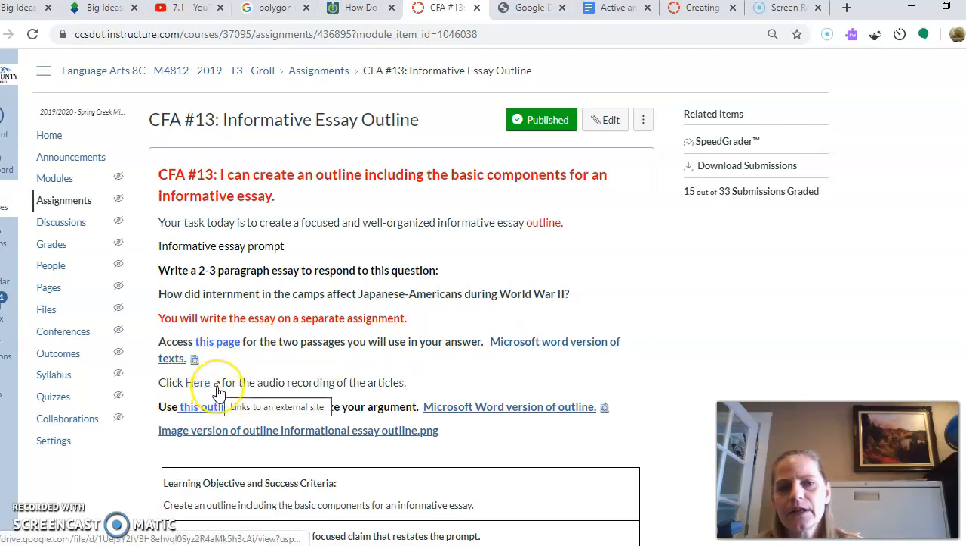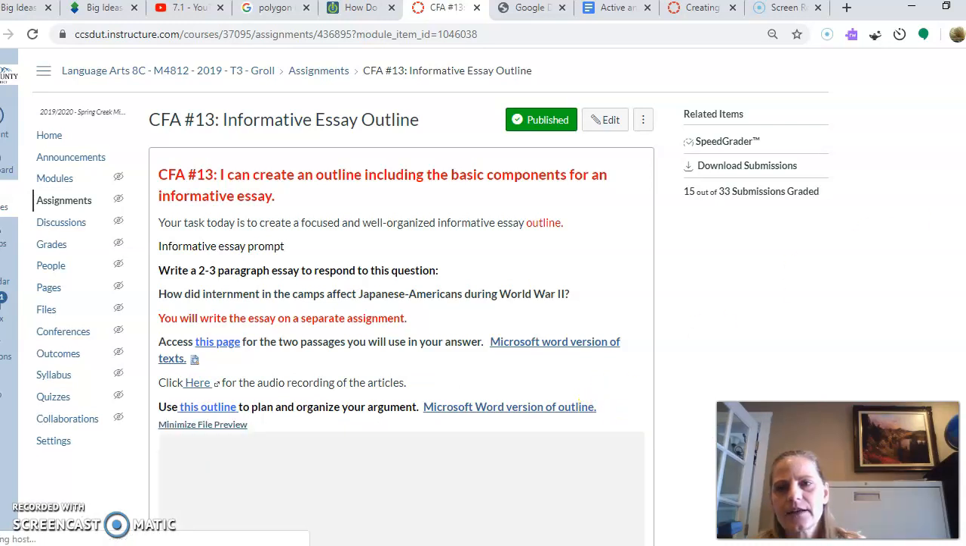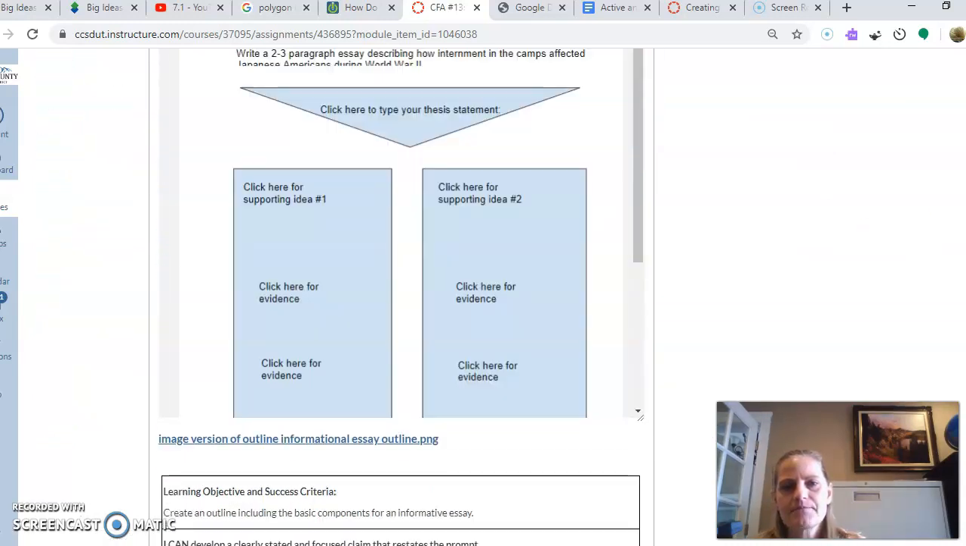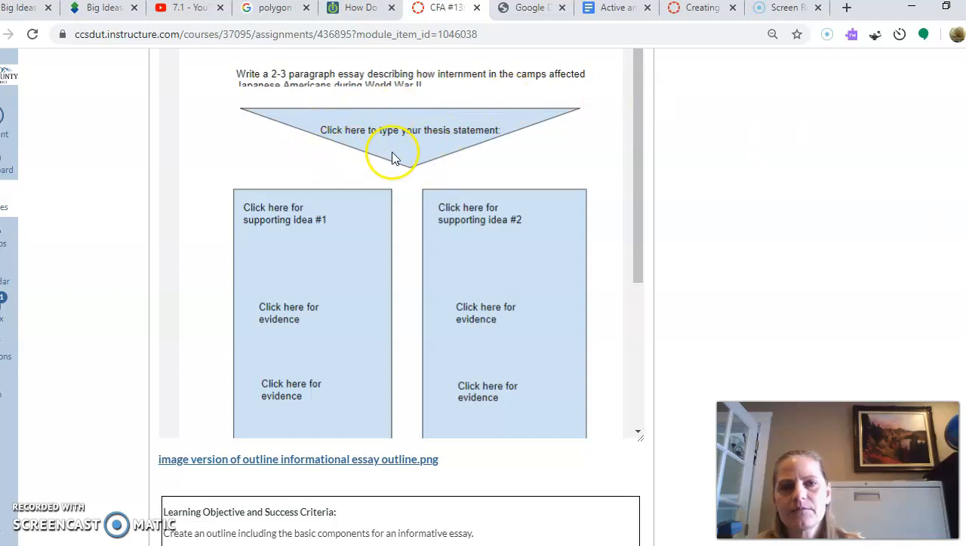There is an audio recording of the articles that Mrs. Baird prepared, and then here you are creating an outline. So here's what your outline looks like. It's just your topic sentence, right, your thesis statement. So the overall main idea: how did internment in the camps affect Japanese Americans during World War II? That's the prompt you're restating for your thesis. You're coming up with a couple of ideas about how they were affected and 2 pieces of evidence to support those ideas. So the outlining process should be fairly straightforward.